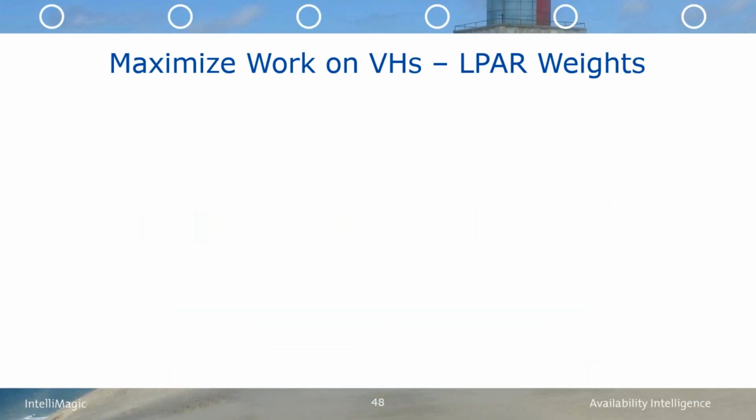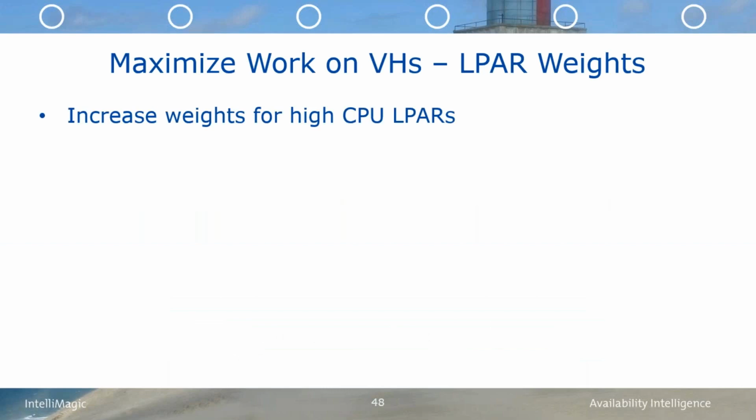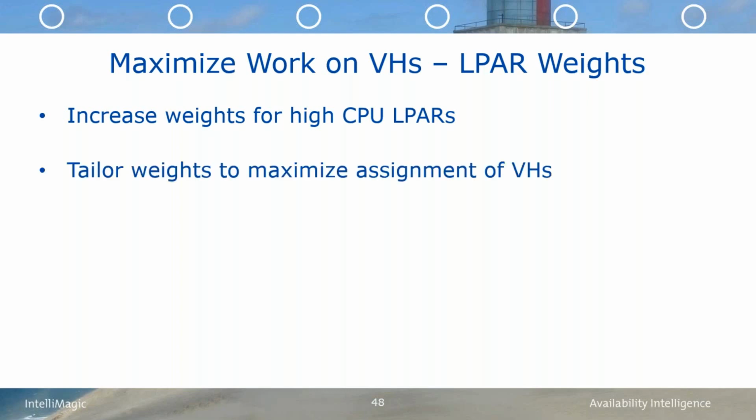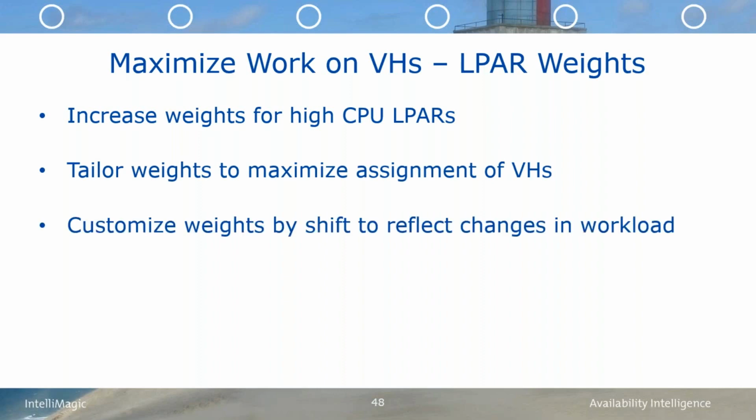So first, here are some ways LPAR weight values can be set to maximize the amount of work executing on vertical highs. One way is to adjust LPAR weights to increase the number of vertical highs for high CPU LPARs that currently have a significant workload executing on vertical mediums and possibly even vertical lows. We'll see an example of this on the next slide. Also, by tailoring LPAR weights, we may be able to increase the overall number of vertical highs assigned by Prism on a processor. And we'll see an example of this on a coming slide as well.